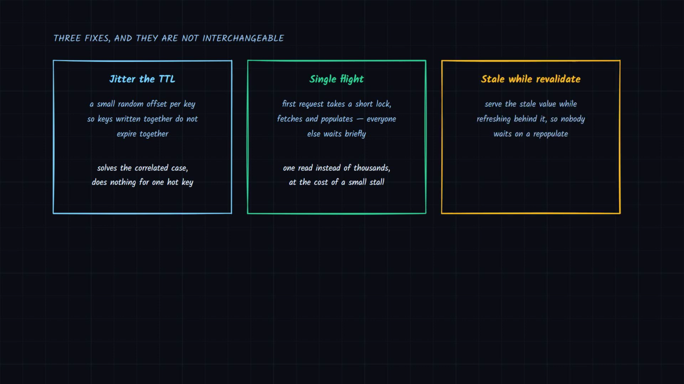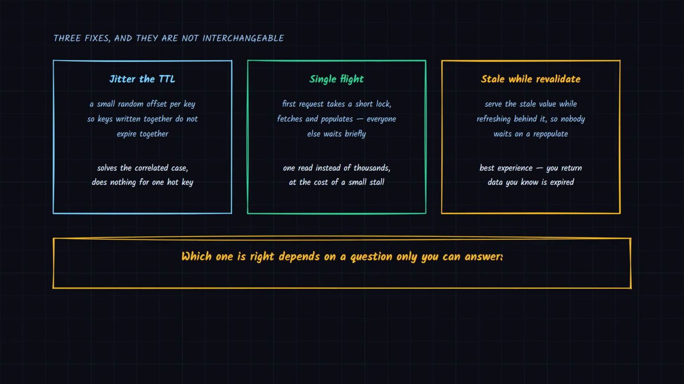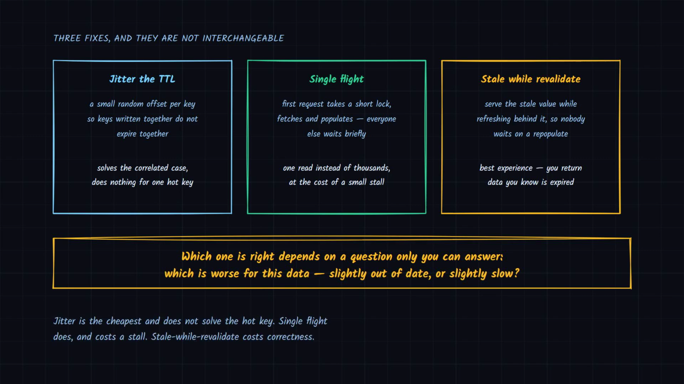The third option avoids the stall entirely. Serve the stale value while refreshing it in the background, so a request never waits on a repopulate at all. That is usually the best experience, and it means deliberately returning data you already know is expired. Which one is right depends on a question only you can answer. Which is worse for this data, being slightly out of date or being slightly slow?